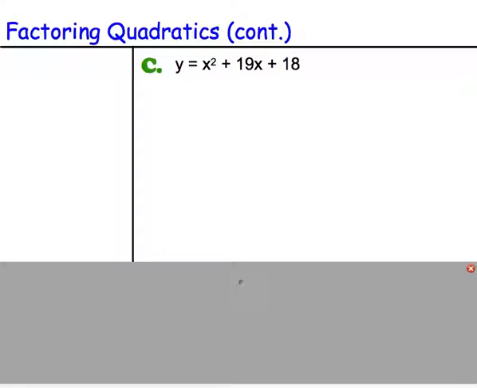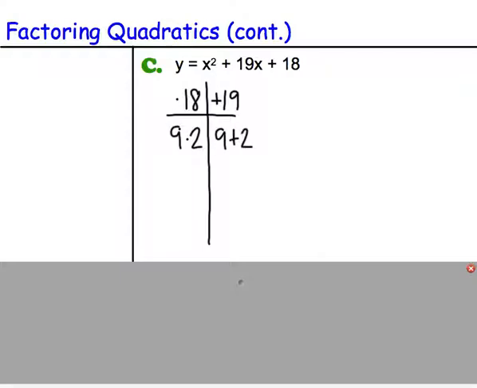Let's take a look at another example very similar to that. We have y equals x squared plus 19x plus 18. So we're going to set up our t-chart, and here we want it to multiply to 18. We want it to add to 19. Now, the first one that I usually think about is 9 times 2. But if I take 9 plus 2, I do not get 19. So I know that doesn't work.